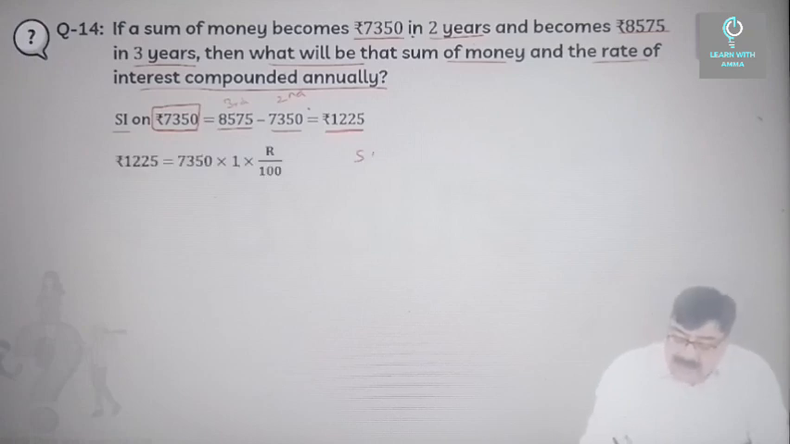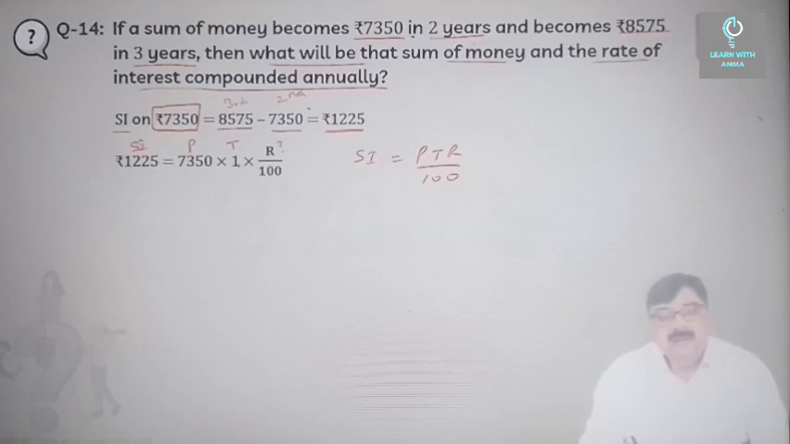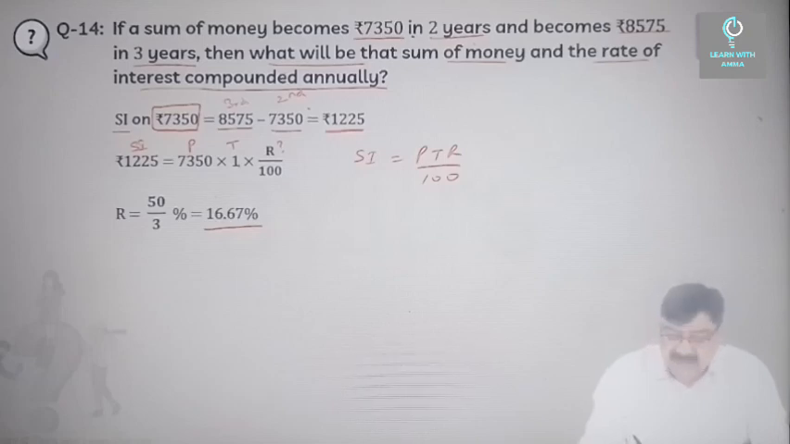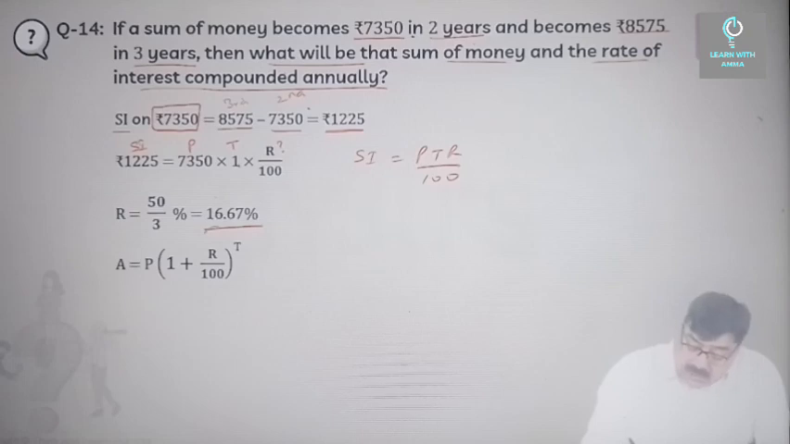Now you know that SI is equal to PTR by 100. So this is your SI, this is P, this is time, 1 year. Rate of interest is what we are supposed to find out. So just by doing these calculations, as you can see, we get the rate of interest as 16.67%, 50 by 3%.